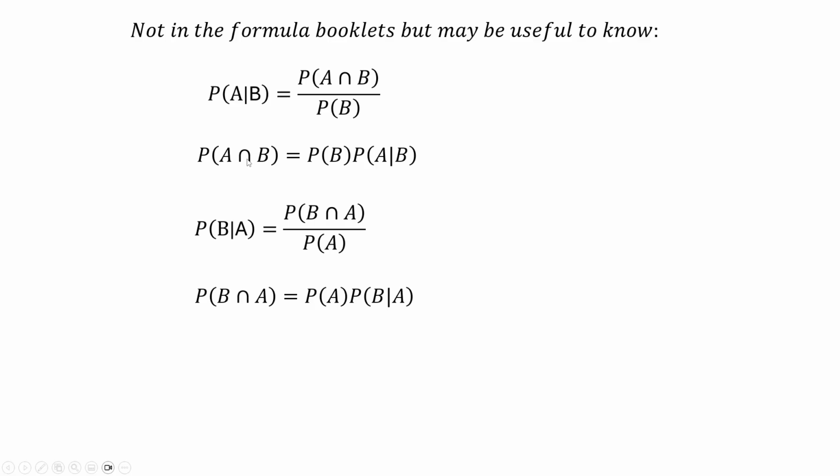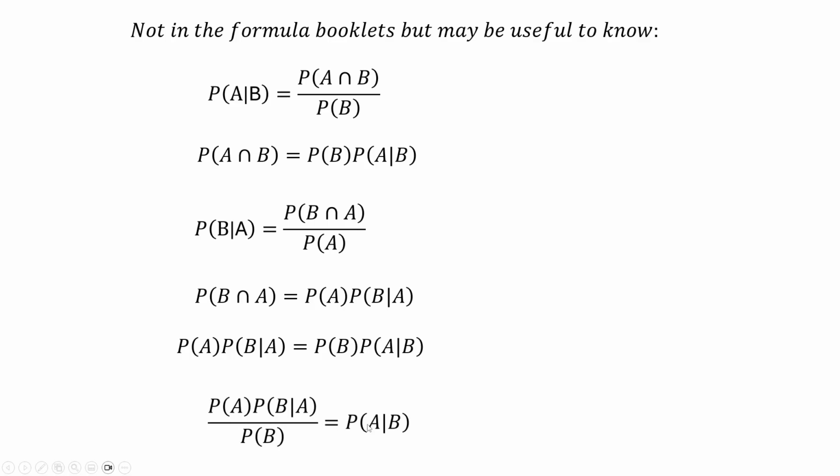Okay, and then let's just think about this. The probability of A and B is the same thing as the probability of B and A, right? They're just the same things. If I told you I'm rolling a 6-sided fair die and I get a 6 and then a 2, that's the same as getting a 2 and a 6, right? So these are just the same. So if we equate these, then we'll get this. And then if we rearrange for the probability of A given B, we'll get the probability of A given B is the probability of A times the probability of B given A over the probability of B, right?